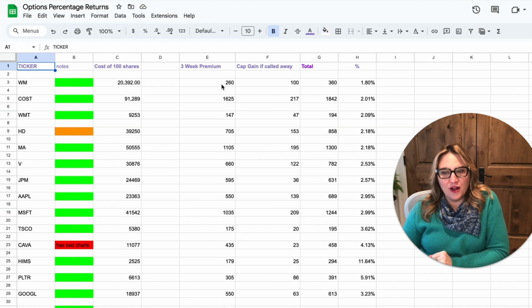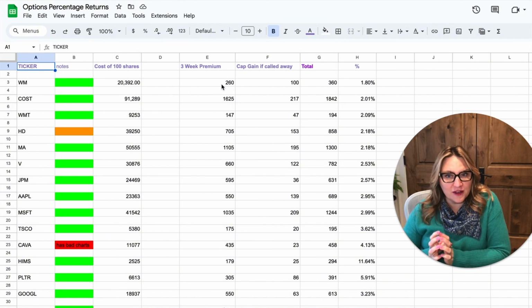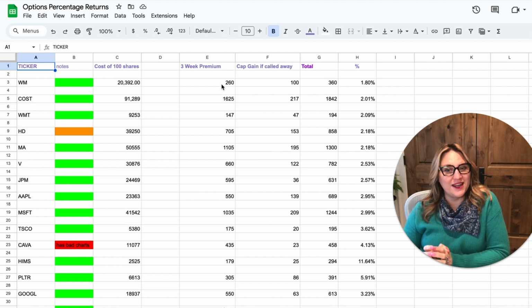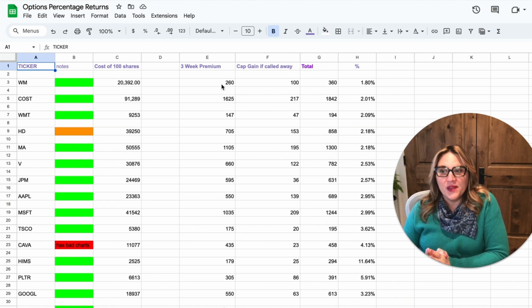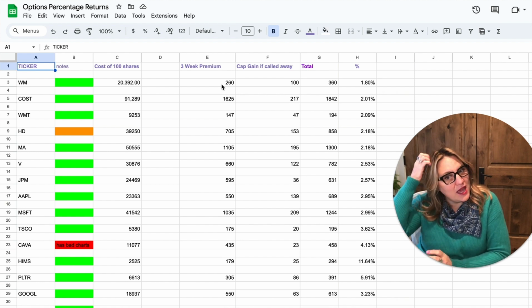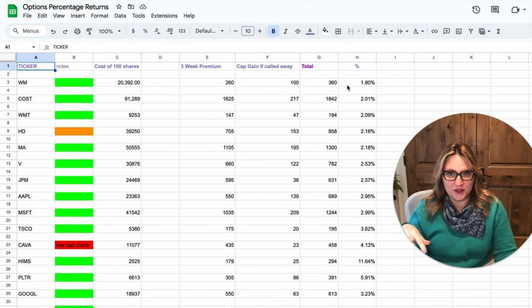On a covered call, we figured out what the cap gain would be if we got called away, and we came up with a total. From there, we used our rate of return calculator and figured out what the rate of return was on that 3-week option if it was a covered call and if we got called away. Okay, so that's what we did last week, and we came up with all of these percentages.